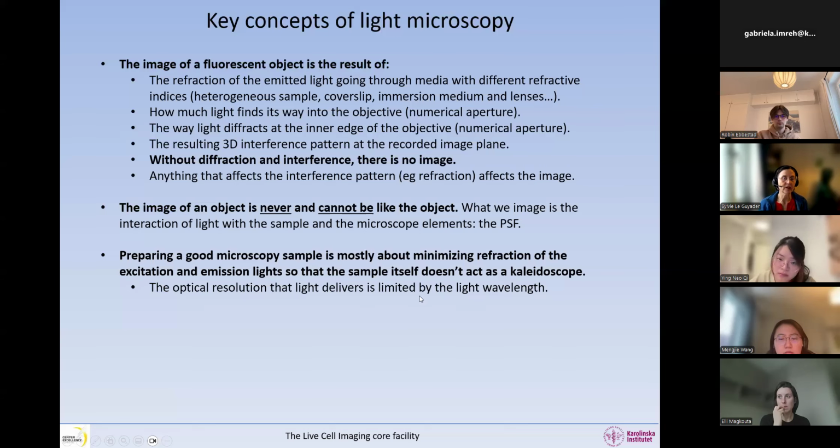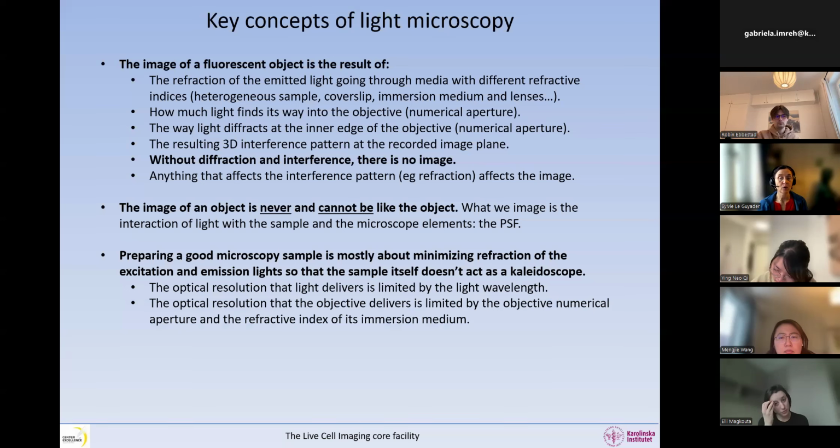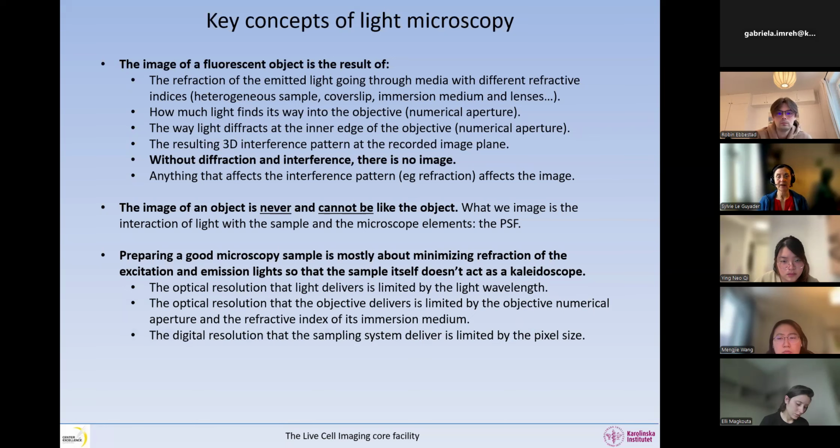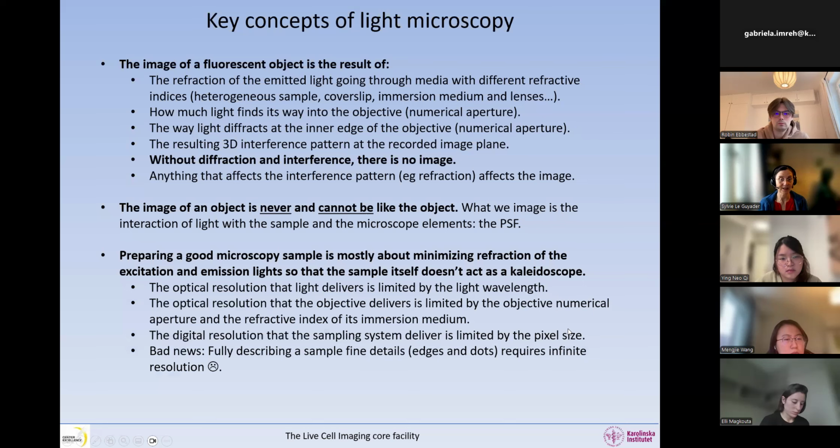So the optical resolution that light delivers is limited by the light wavelength, and it's also limited by the numerical aperture of the objective and also the refractive index of the immersion medium. So these are the things that will affect the optical resolution. And then we have an extra layer, which we will talk about not next week, but the week after, which is the digital resolution. The digital resolution is the way we actually record the image. So that is the pixel size. That also adds to our resolution in the image.